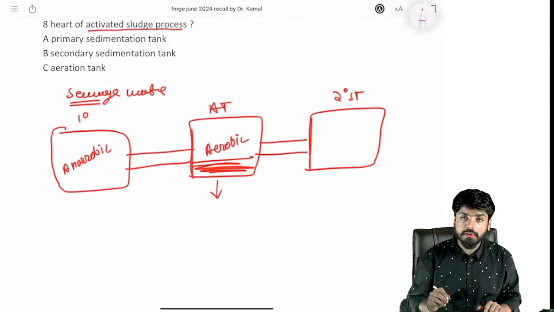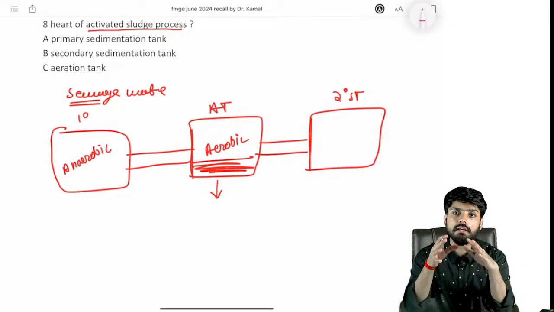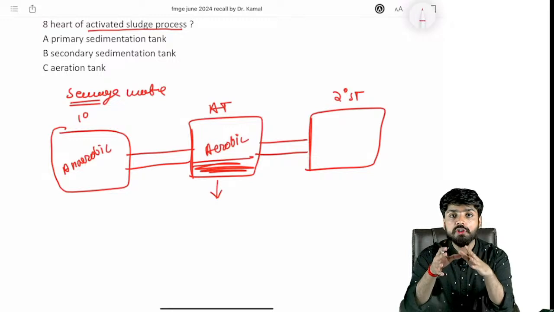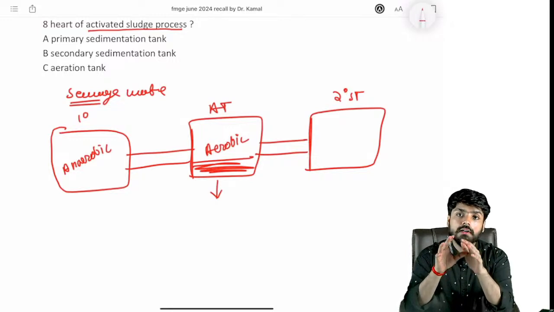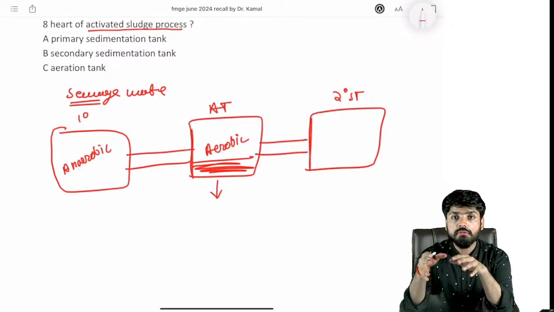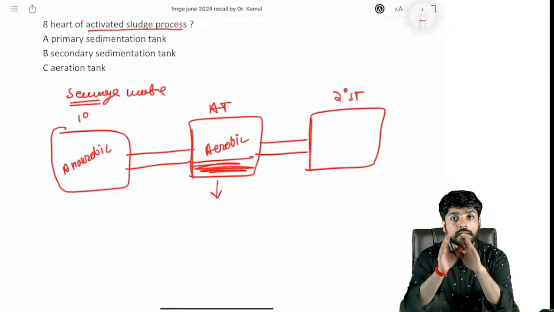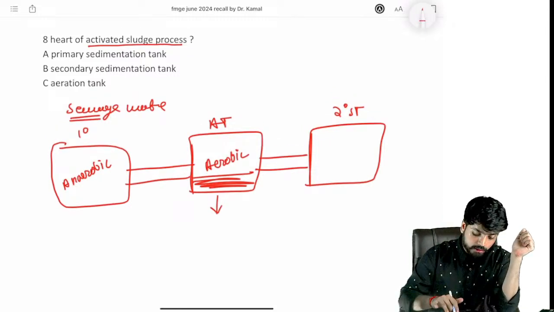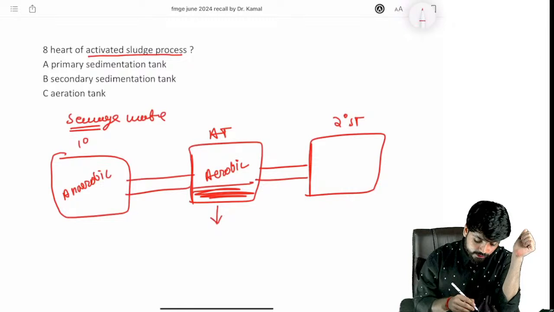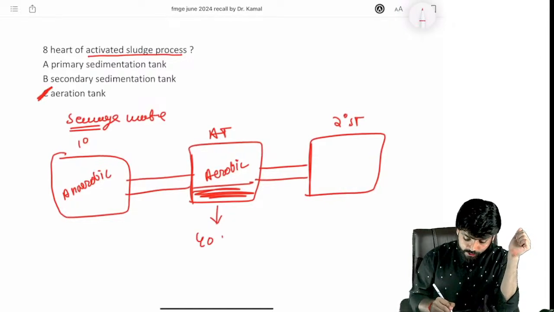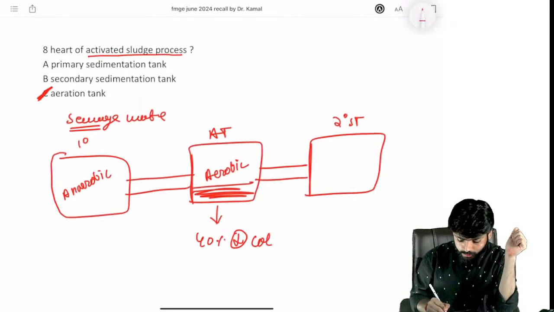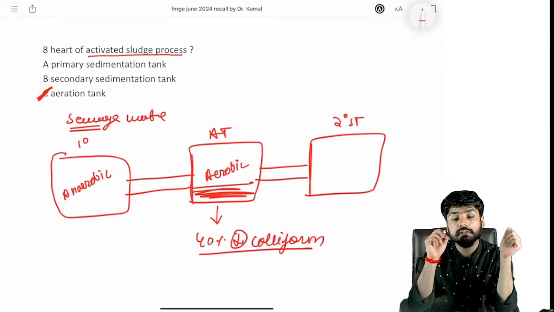There are certain bacteria in sewage which we call coliform bacteria. Coliforms are the ones we have to take care of, because they are disease-causing bacteria, and the main reduction in the number of coliform bacteria takes place in the aeration tank. That's why the heart of the activated sludge process is the aeration tank. A 40% reduction in coliform takes place in aeration.